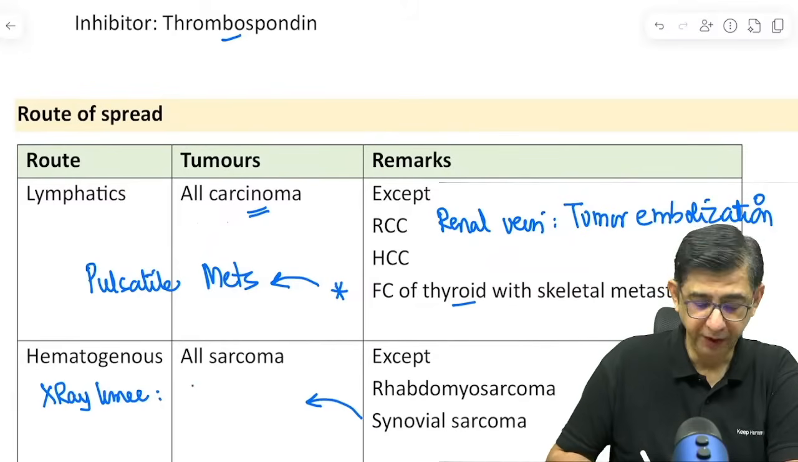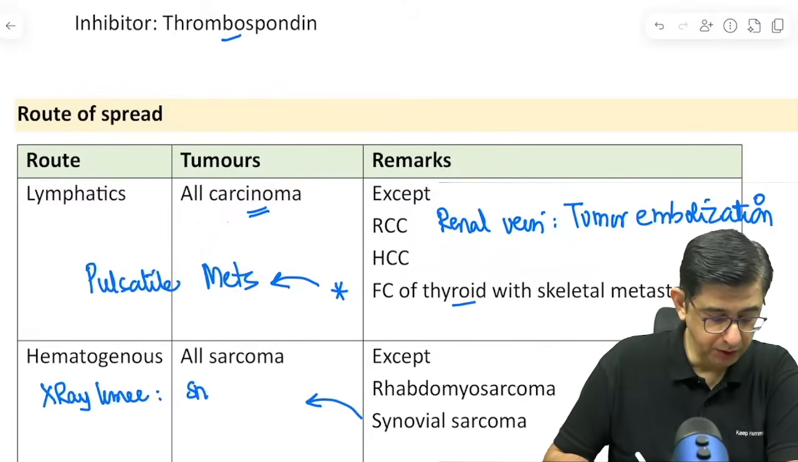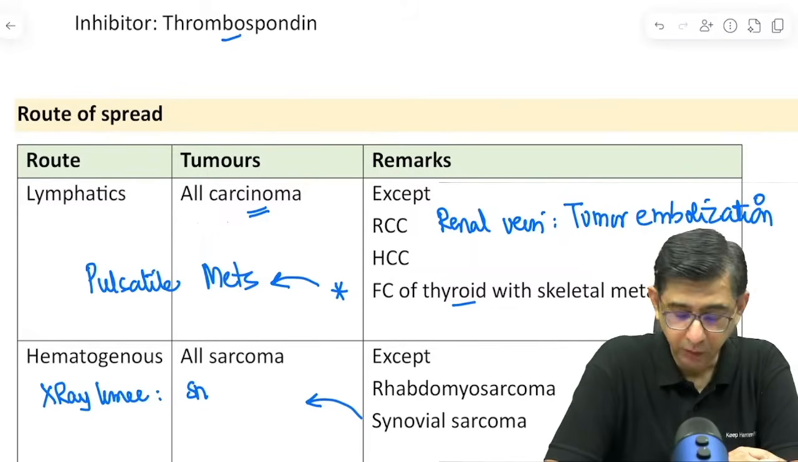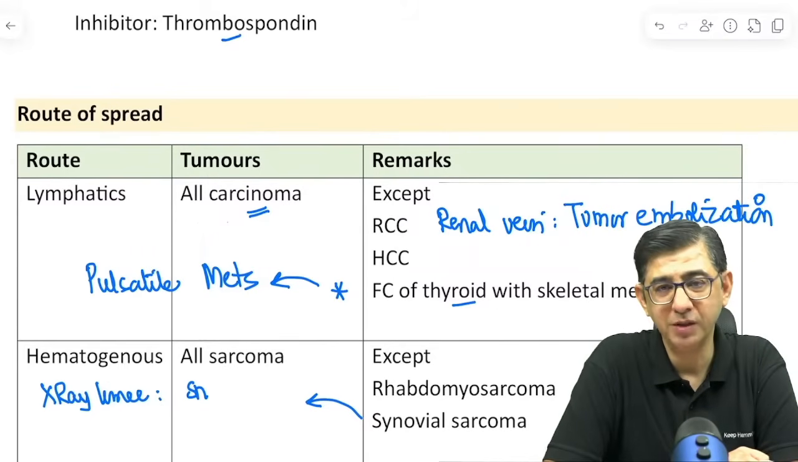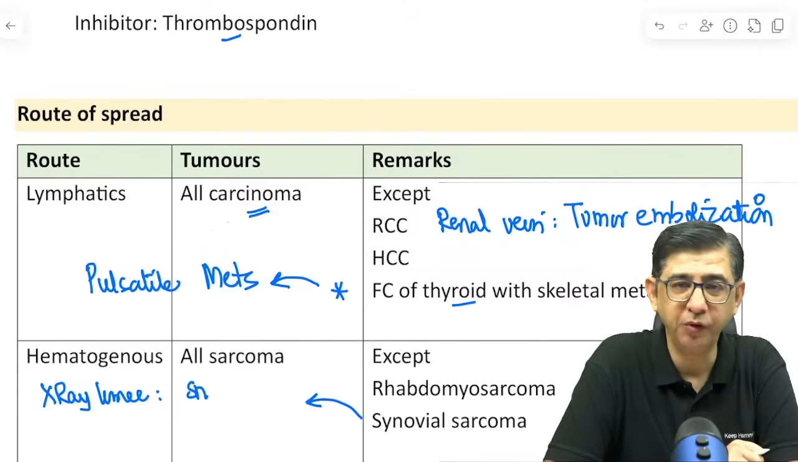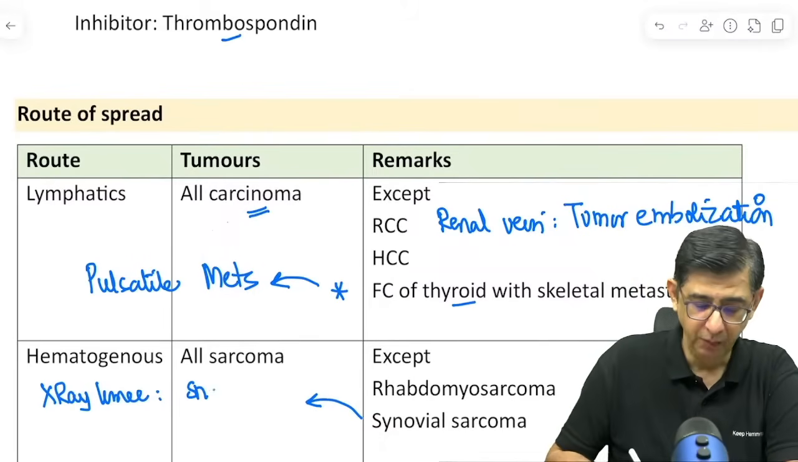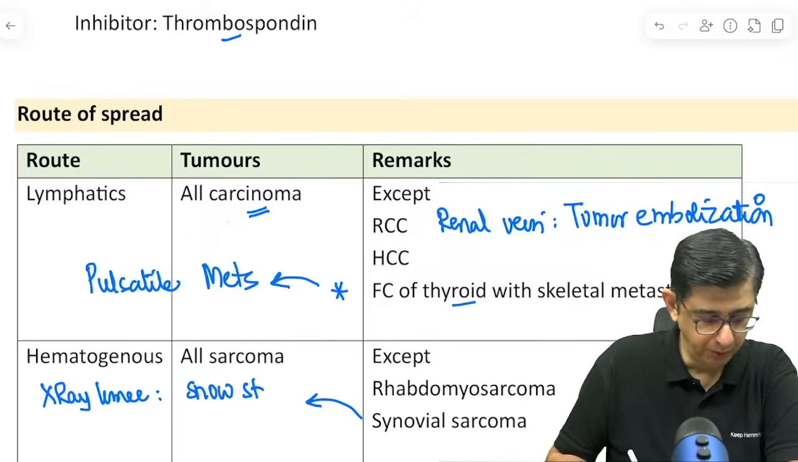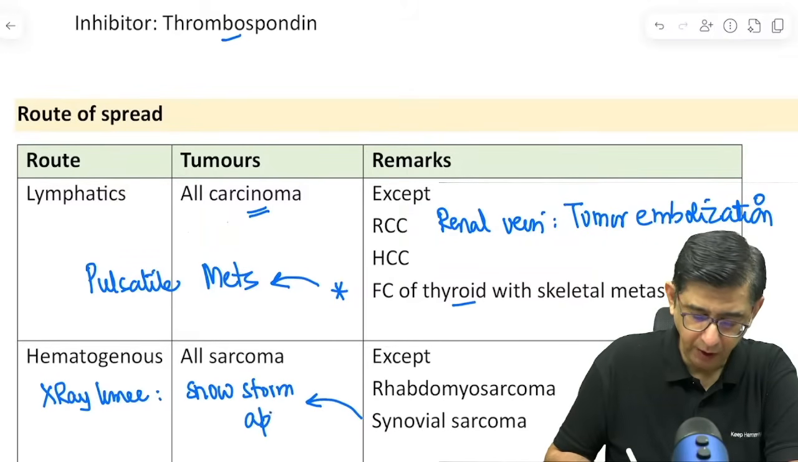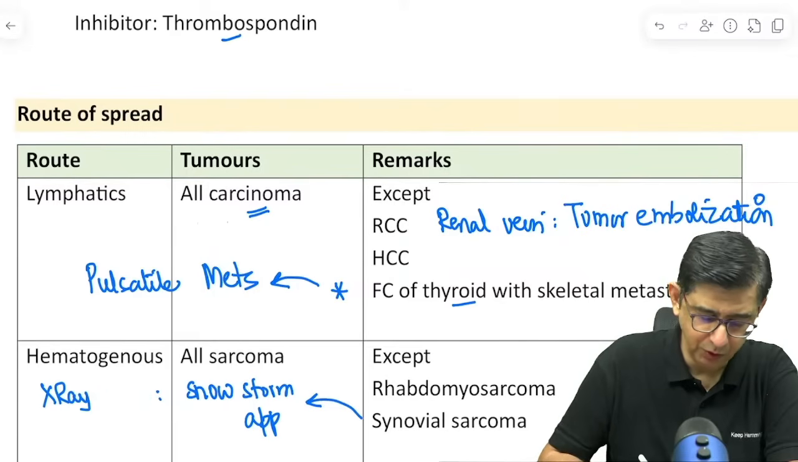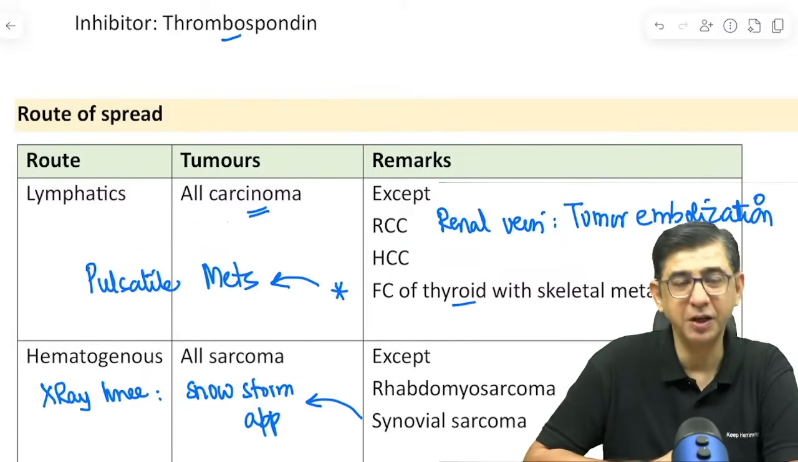The radiological finding would be a snowstorm appearance. Yes. Chondroblastoma would be for that popcorn appearance. But synovial sarcoma would be a snowstorm appearance. And this was like an image-based question, so I thought I would just incorporate the same as well.